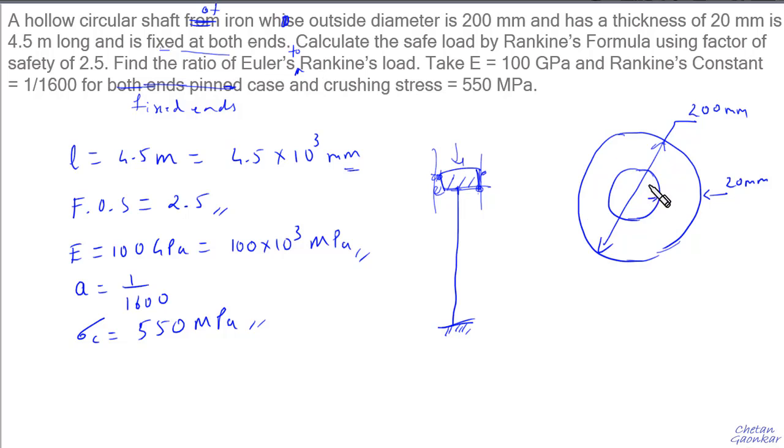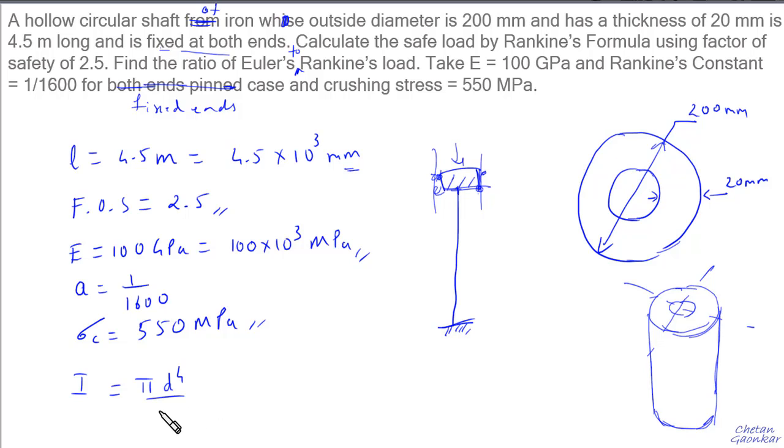Now look at this: it is a hollow circular cross section. So here there will be nothing called Ix or Iy; both will be the same, because it is made up of a circular cross section. Whether in the direction of x or in the direction of y, the moment of inertia will be the same. So we can just calculate here I, and I for a circular cross section is pi d raised to 4 by 64.